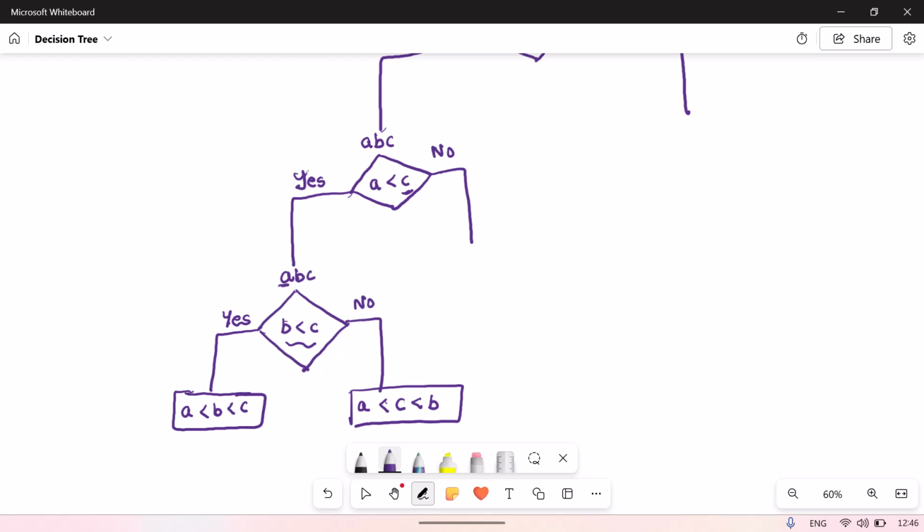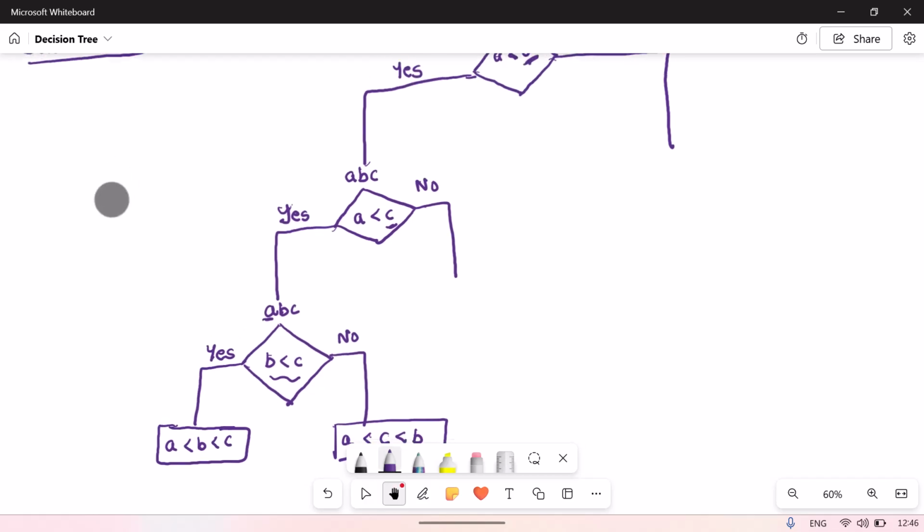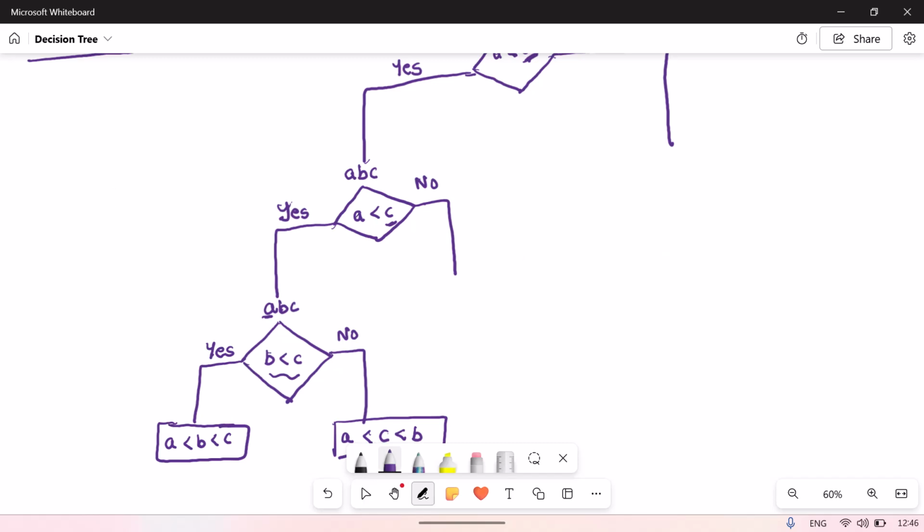Okay. Now let us come to this part. See here, A is less than C. If it is no, A is not less than C, that means C is the smallest, right? B will be in its position only. But A is not lesser than C, that means C is the smallest. So this will be the order. Okay, so C has got its position.